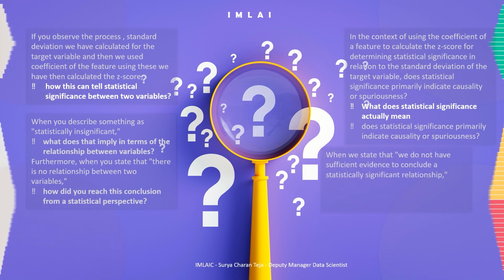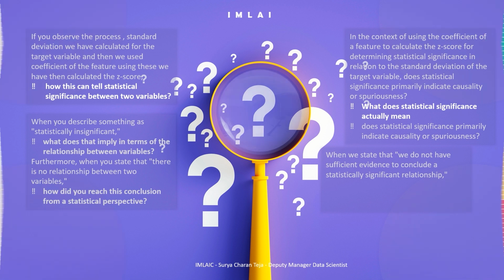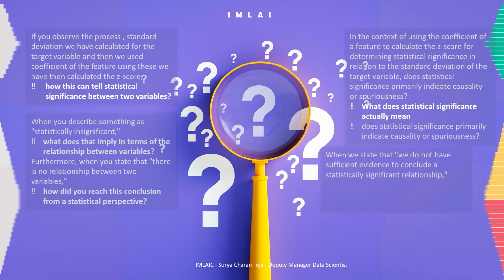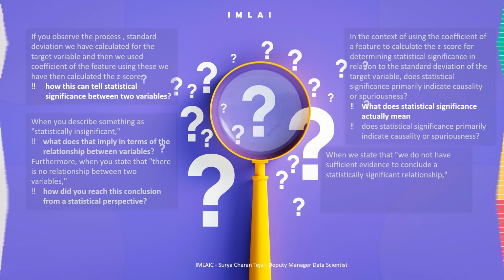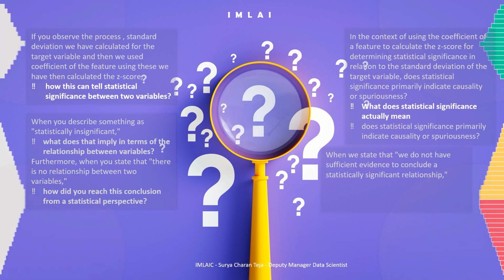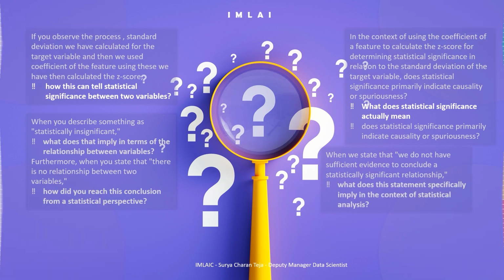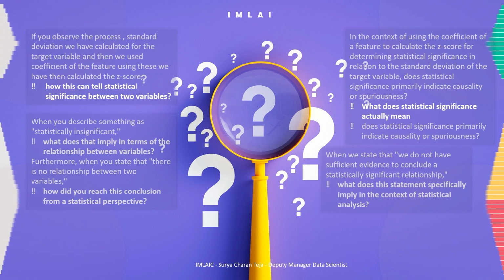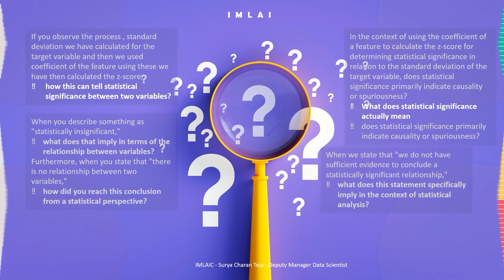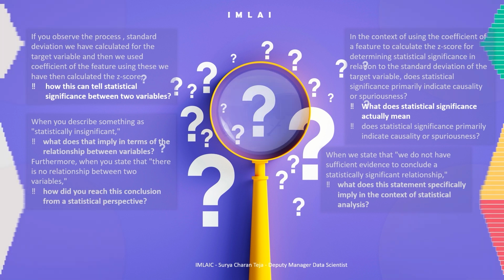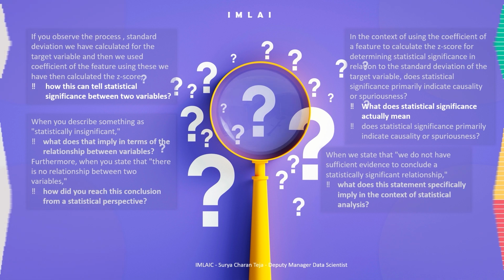Then, next question. When we state that we do not have sufficient evidence to conclude a statistically significant relationship, what does that statement specifically imply in the context of statistical analysis?